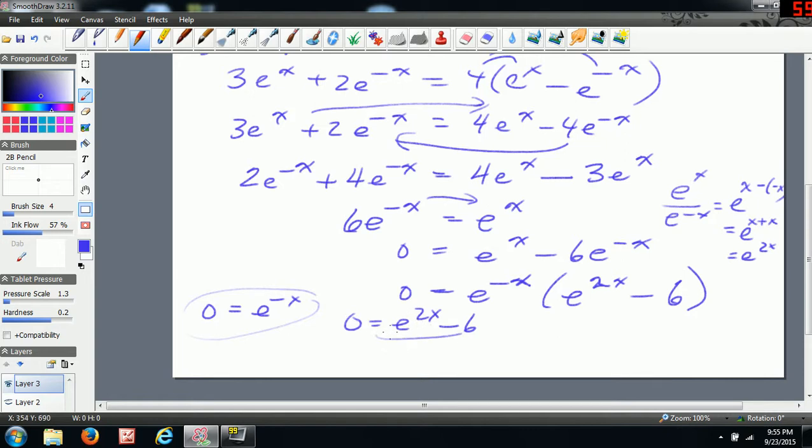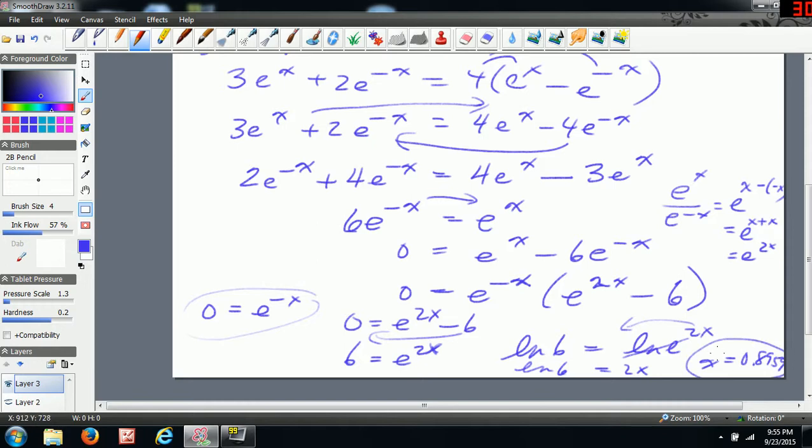So we can bring the 6 over to the other side. We get e to the 2x equals 6, and to solve something like this, you would take the ln of both sides. So ln 6 is equal to ln e to the 2x, and using the rules of logs, this cancels, and I get ln of 6 equals 2x. X equals ln of 6 divided by 2, which gives me the answer of 0.8959. That would be your final answer.